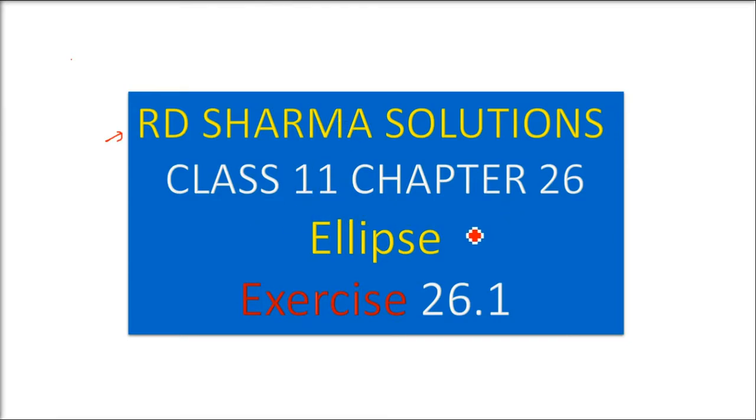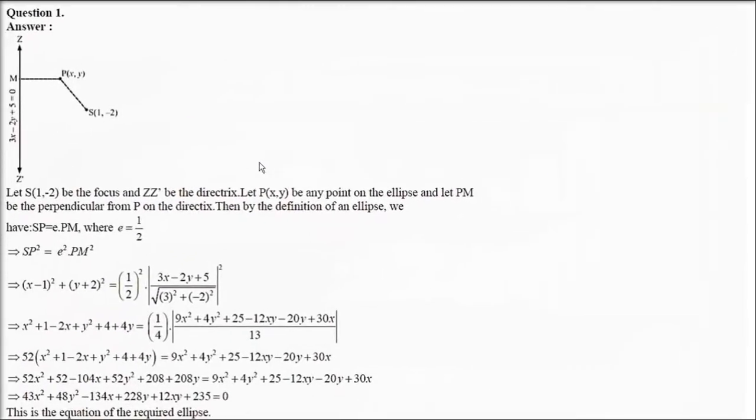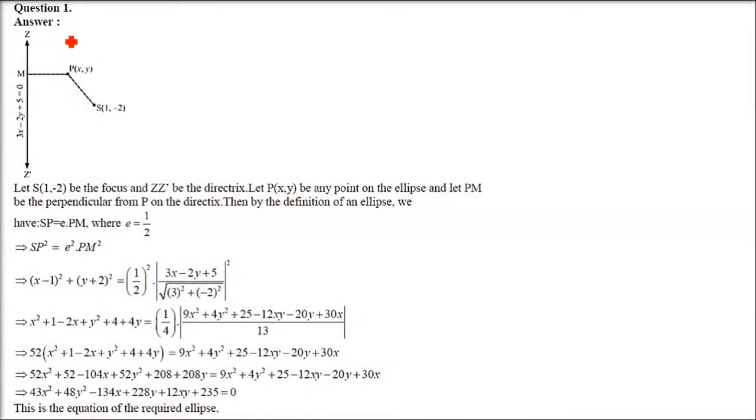This is R.D. Sharma solution, class 11, chapter 26, ellipse, exercises 26.1. The first question is, find the equation of the ellipse whose focus is (1, -2). Focus is given here. The directrix is 3x minus 2y plus 5 equals 0. And the eccentricity is also provided, which is half.